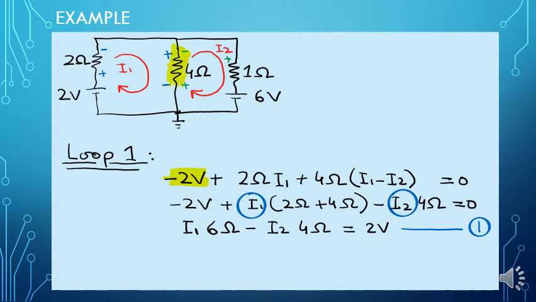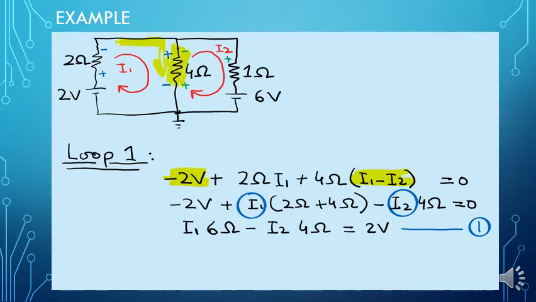Then the current goes in this direction and passes through the 4 ohm resistor. As per our assumption, the loop which we are considering has higher current than the other loop. It is our assumption. So we have written I1 minus I2, multiplied by 4 ohms.